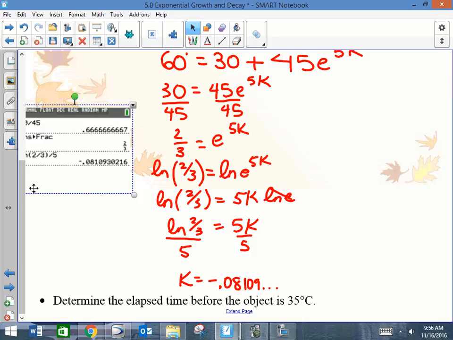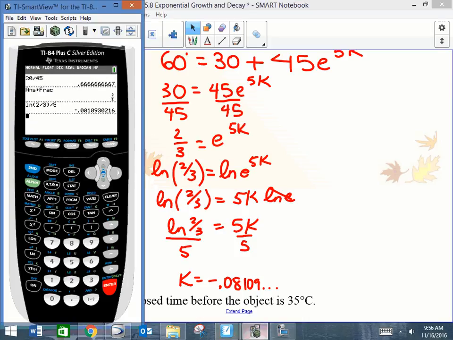And if I remember correctly, physics Newton's law, it works a little bit differently, but you could probably work with the same way. Okay. Anybody not get that to be negative 0.08109, blah, blah, blah. Okay. So I'm going to store that. How do I do that again? So, alpha K. Okay. There we go.